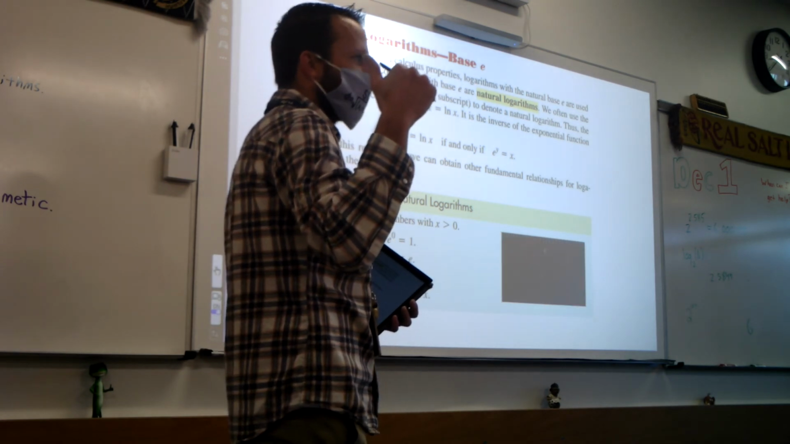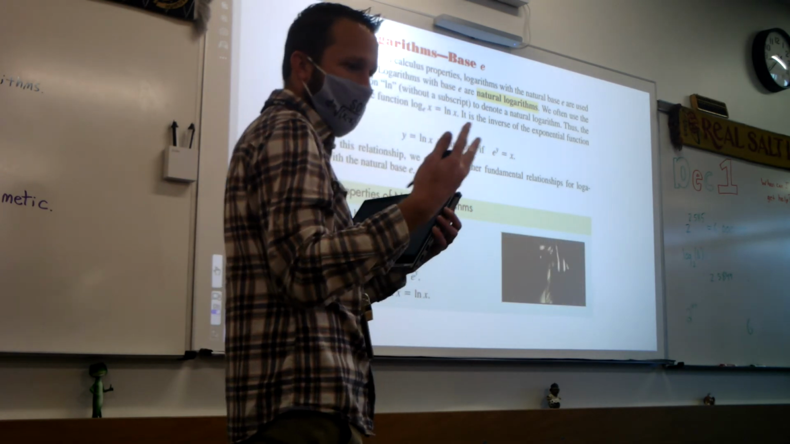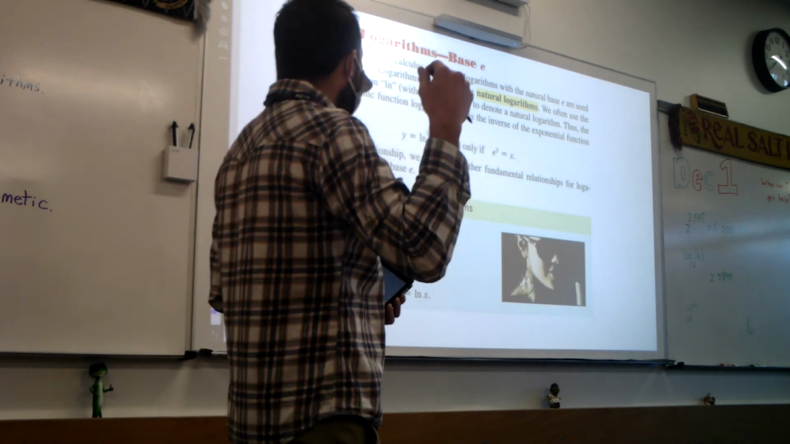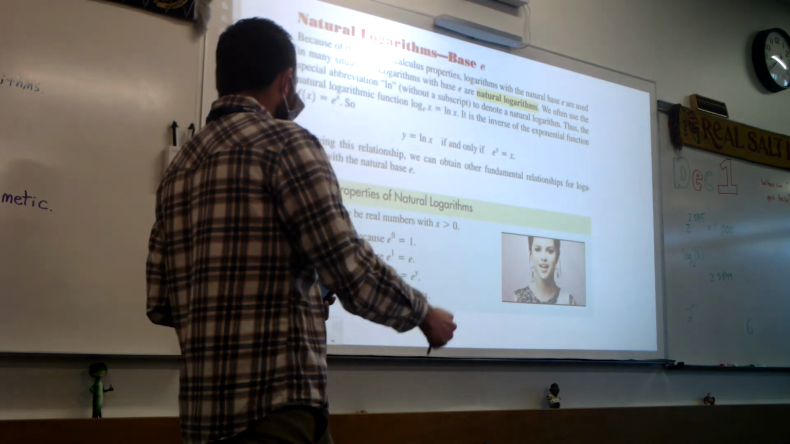10, because it's so common. Our counting system is base 10. You have 10 fingers. It's common, okay? But natural is base e, okay?